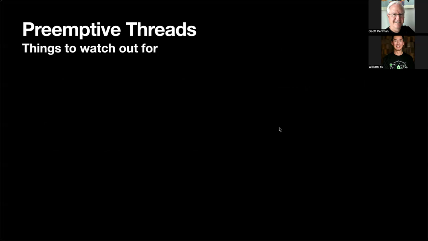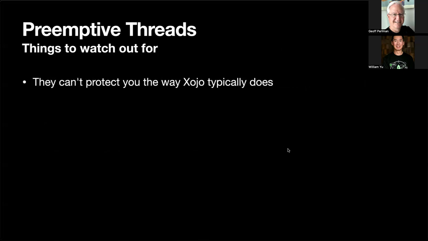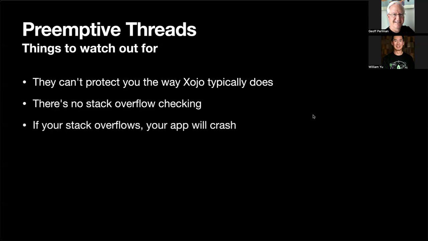Okay, some things to watch out for. Preemptive threads can't protect you the way Xojo typically does with things like exceptions. There's no Stack Overflow checking, for example, in a preemptive thread. And that means if your stack overflows, your app will crash. Now, your stack shouldn't be overflowing anyway, but if it does, the app's going to crash rather than give you an exception. So bear that in mind.